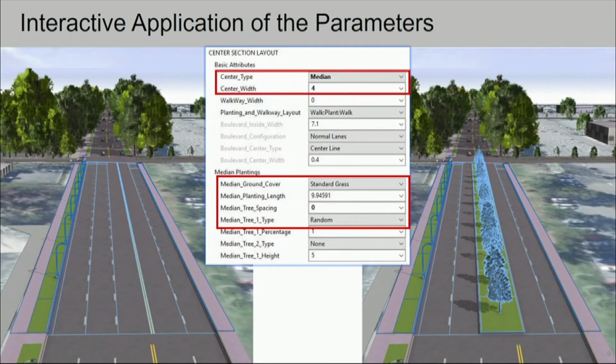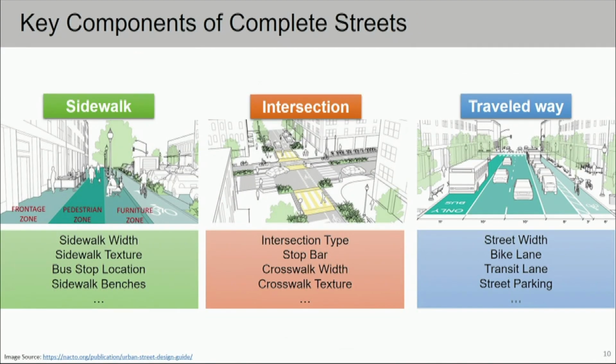To achieve what we see on the right, you essentially pick the variables highlighted in the red boxes, such as the median type and the width of the center. How do you want the trees distributed? Are there trees or other objects there? And you very rapidly would have a scenario with a median.